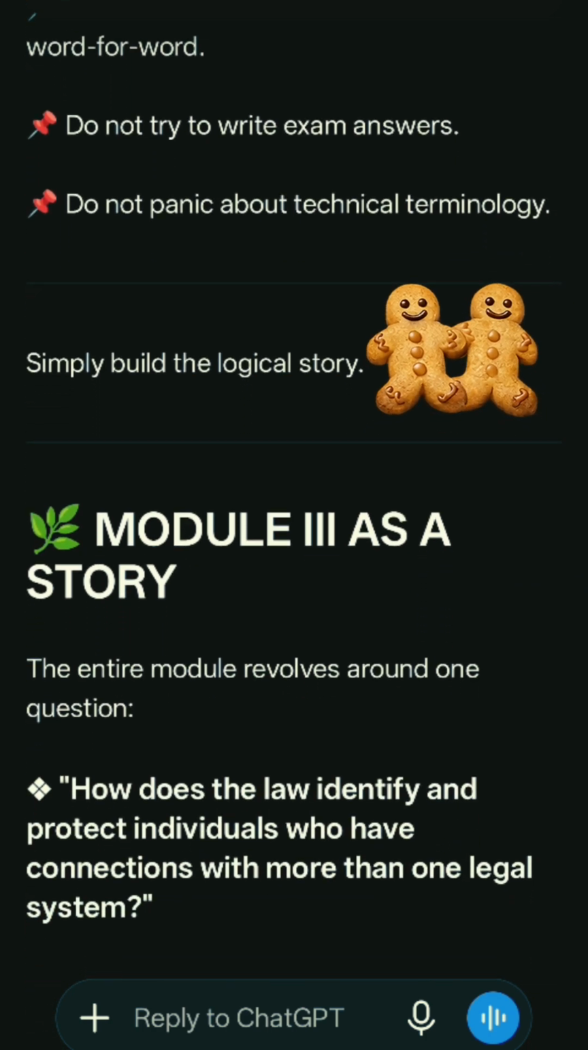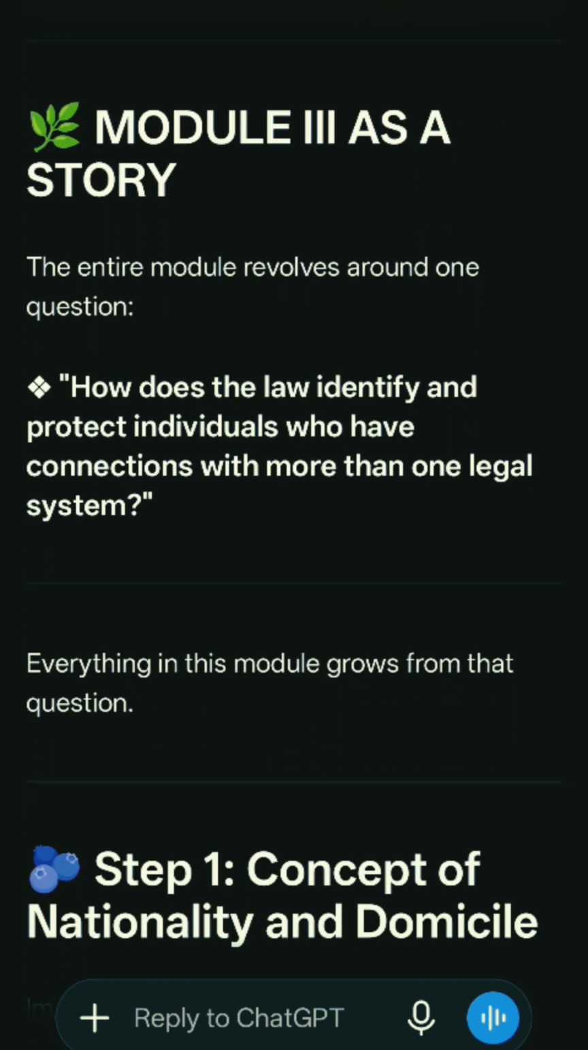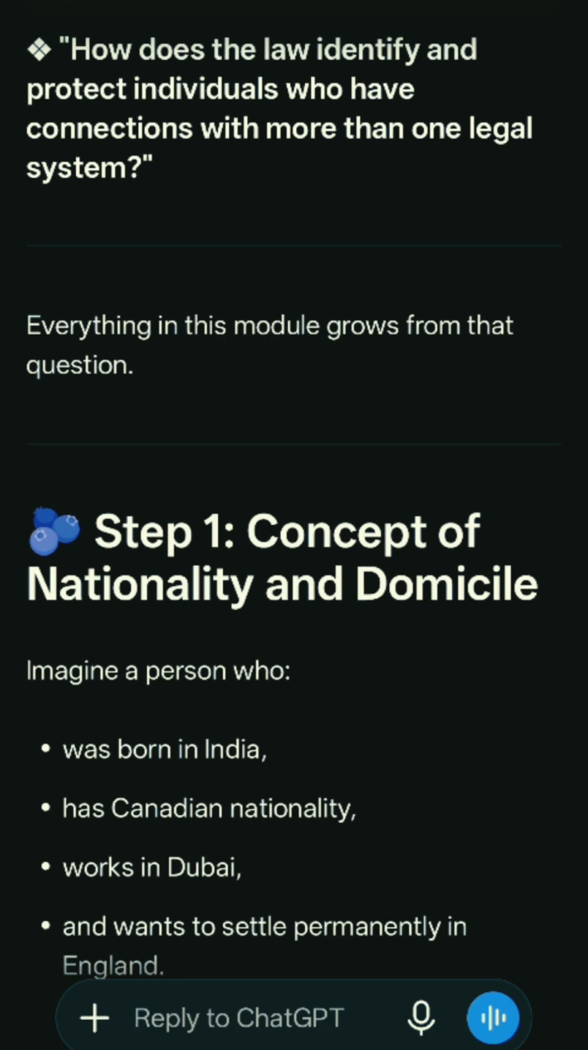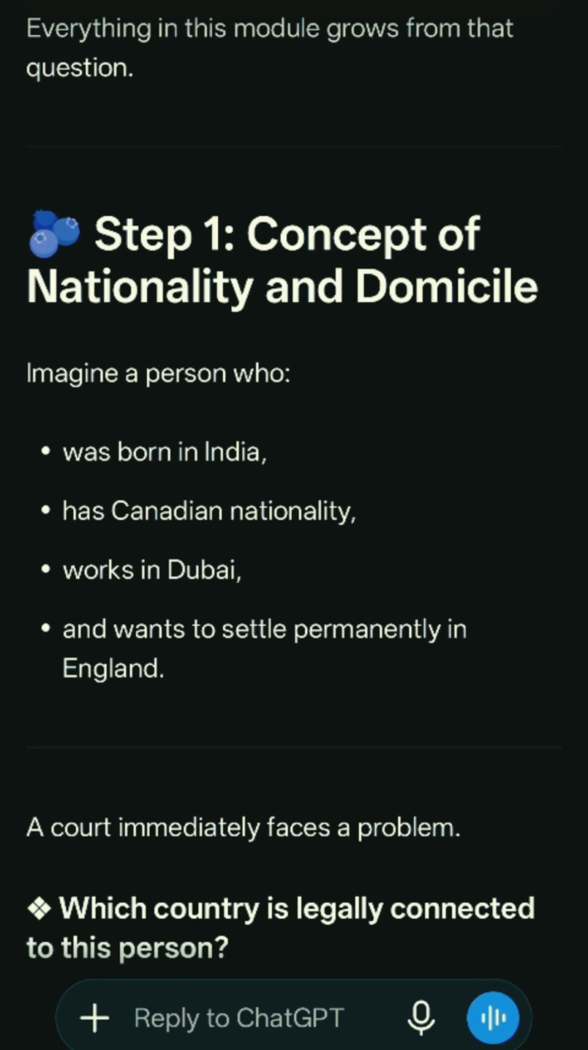The entire module revolves around one question. How does the law identify and protect individuals who have connections with more than one legal system? Everything in this module grows from that question. Step 1. Concept of nationality and domicile.